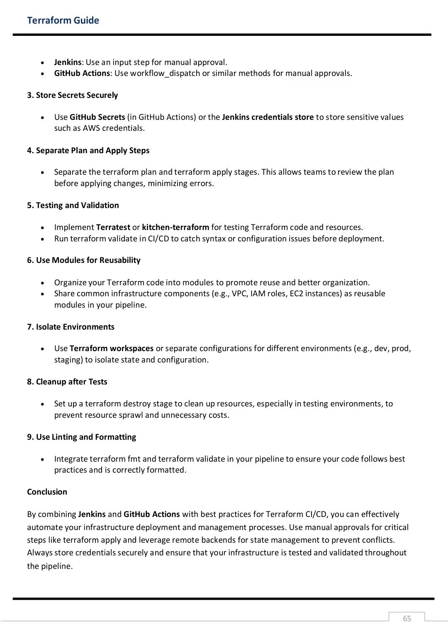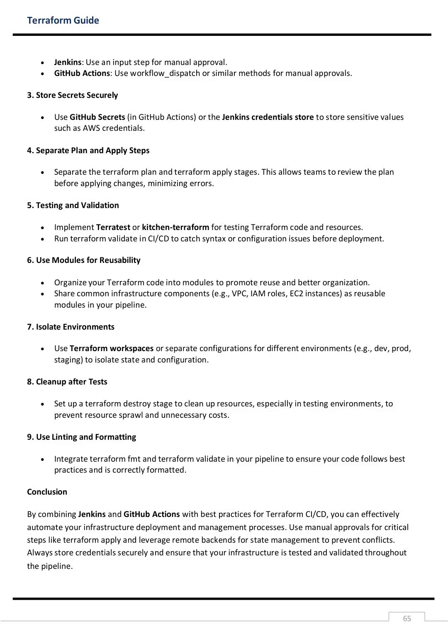3. Store secrets securely. Use GitHub secrets in GitHub Actions or the Jenkins credentials store to store sensitive values such as AWS credentials. 4. Separate plan and apply steps. Separate the Terraform plan and Terraform apply stages. This allows teams to review the plan before applying changes, minimizing errors.